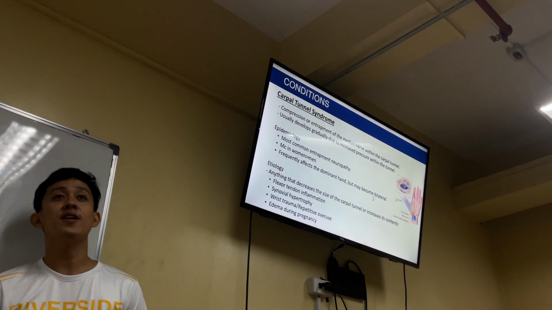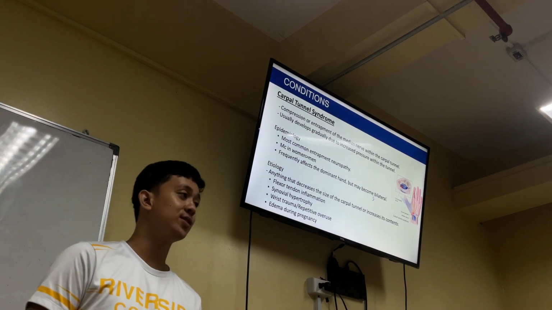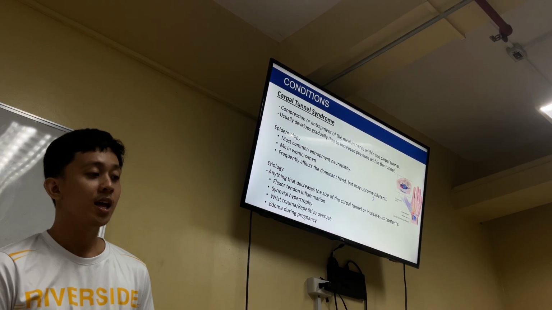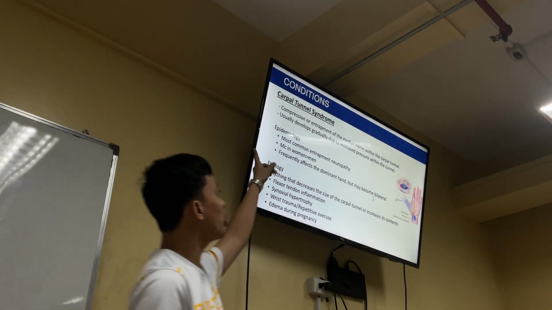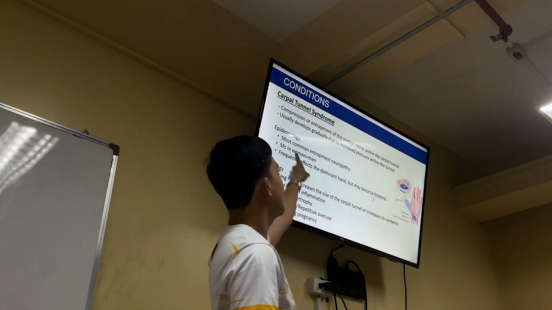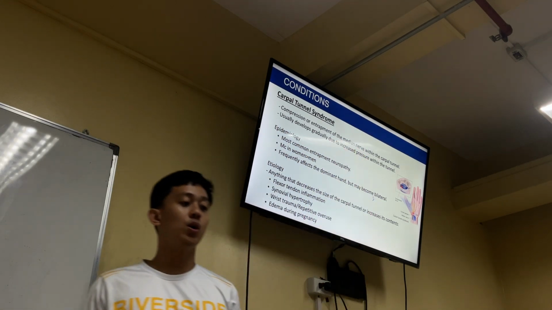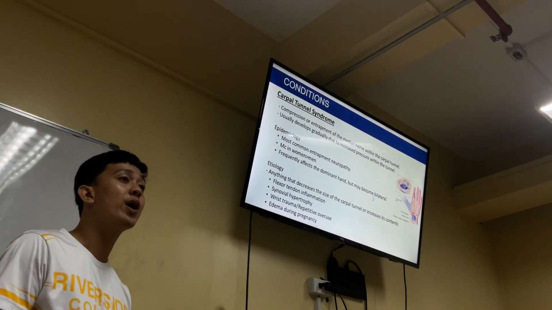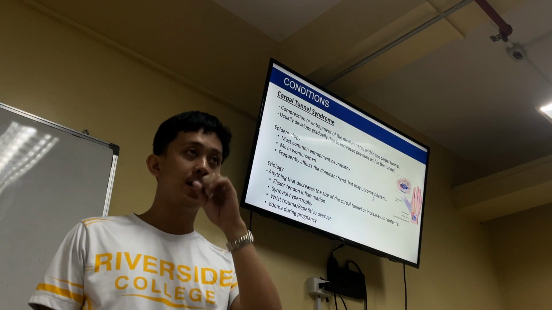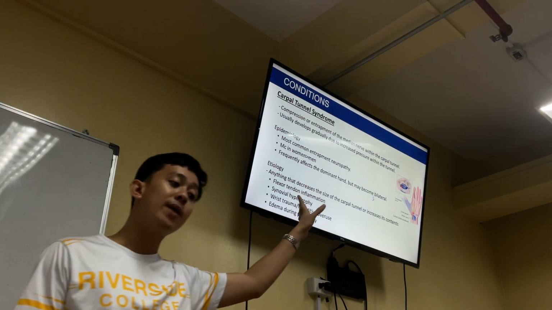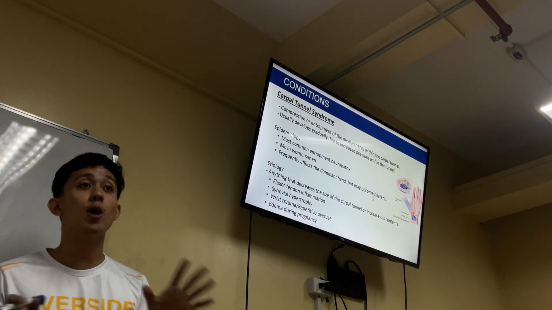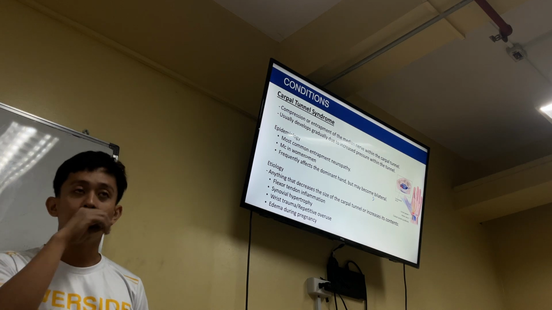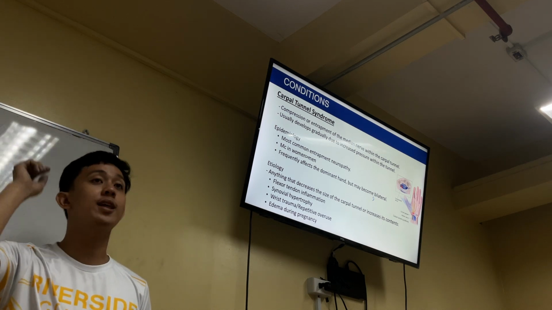The very common and the favorite of all: carpal tunnel syndrome, your CTS. This is the compression or entrapment of your median nerve inside your carpal tunnel. It usually develops gradually due to increased pressure in the tunnel. Epidemiology: the most common entrapment neuropathy is carpal tunnel syndrome.